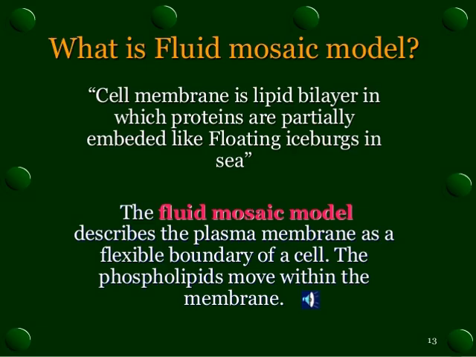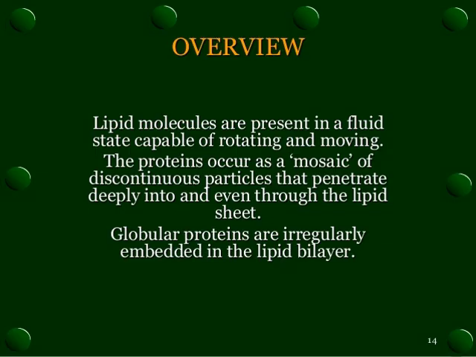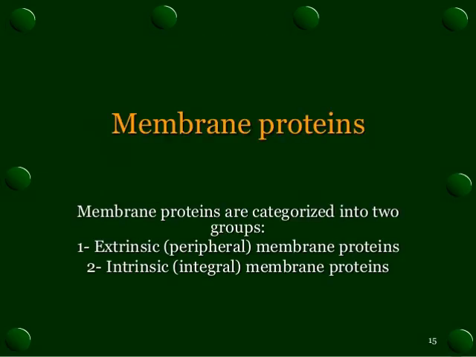The fluid mosaic model describes the plasma membrane as a flexible boundary of a cell. The phospholipids move within the membrane. You can see the lipid molecules are present in the fluid state capable of rotating and moving. The proteins occur as a mosaic of discontinuous particles that penetrate deeply into or even through the lipid sheet. The globular proteins are irregularly embedded in the lipid bilayer. There are two types of plasma membrane proteins. They are extrinsic proteins and intrinsic proteins, otherwise called peripheral membrane proteins or integral membrane proteins. We can see one by one.